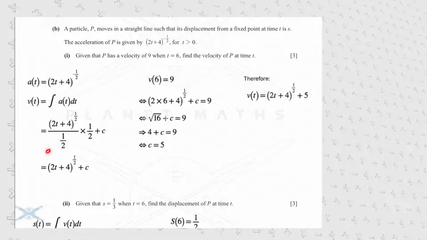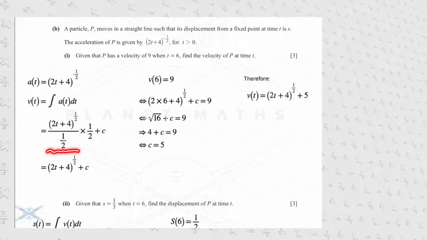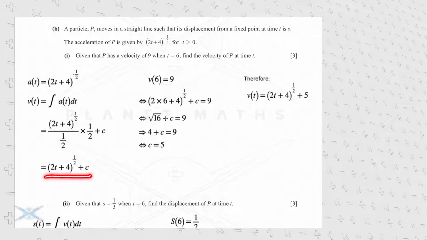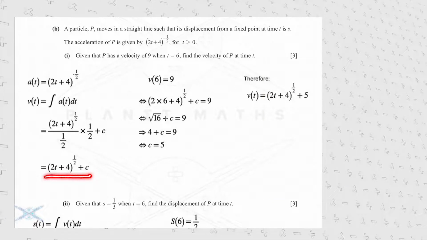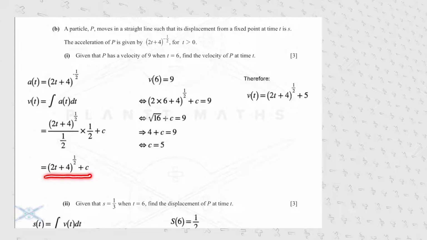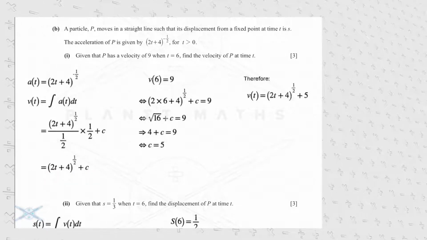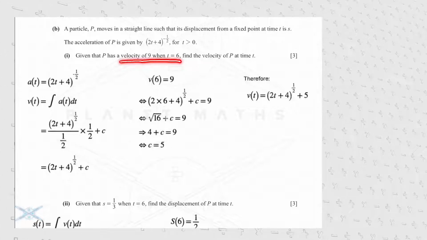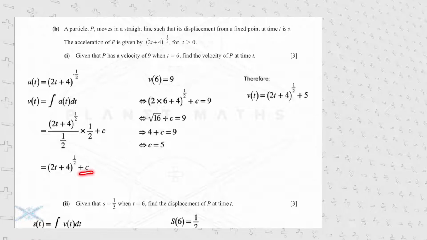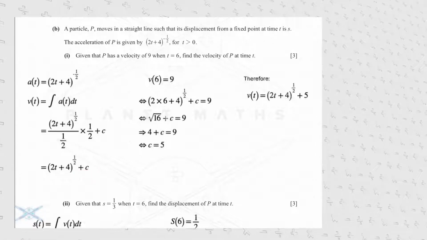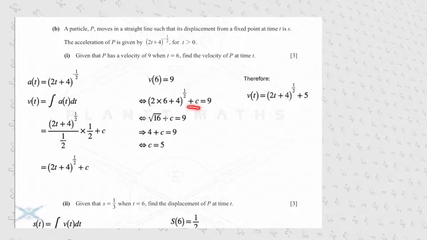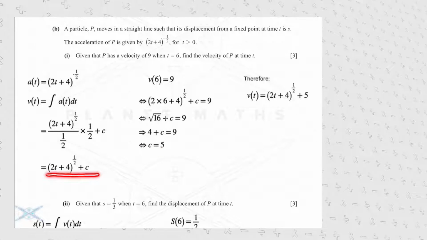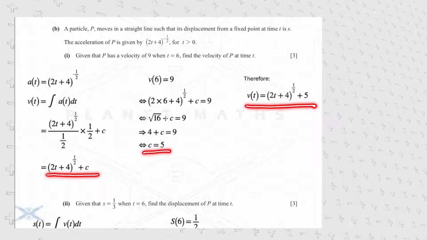Using a combination of the power rule for integration as well as the chain rule, we can conclude that the integral of the acceleration function can be expressed by the expression 2t plus 4 to the power of a half plus c. To determine c, we can use the following information. We know that at the time t equals 6, the velocity equates to 9, and exploiting this helps us in determining the value of c. So what we simply do is substitute t for 6 and rearrange the entire equation for c, which provides us with the result that c equals 5. Putting both components together provides us with the desired velocity function.